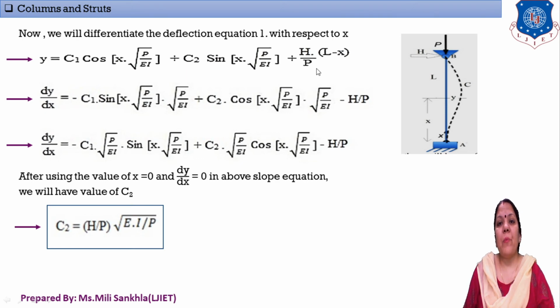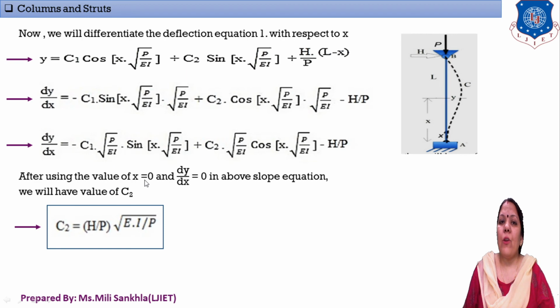Here HL by P with respect to x is 0, and H by P into x, differentiation is H by P, and this is minus because in the bracket the minus sign is given. Now dy by dx is minus C1 under root P upon EI sin x under root P upon EI plus C2 under root P upon EI cos x under root P upon EI, minus H by P.